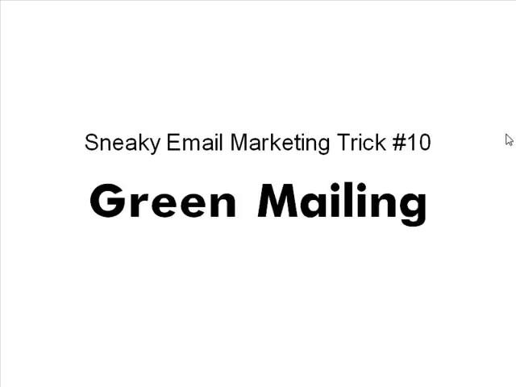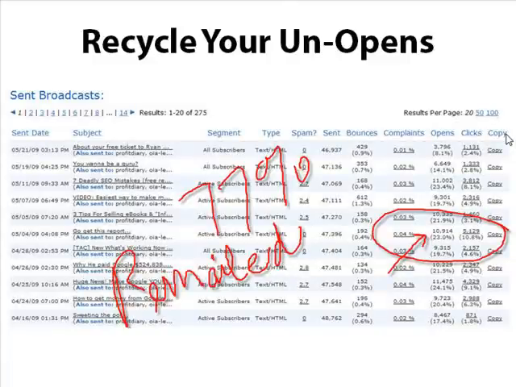All right, sneaky email marketing trick number 10. We're coming to the end here, but sneaky email marketing trick number 10 is what we call a green mailing, and it's not green because it has anything to do with money. It's green because it has to do with recycling. So we're earth friendly here. When it comes to email marketing, we don't want to waste all our bits and bytes. But the idea here, we're talking more about recycling your unopens.